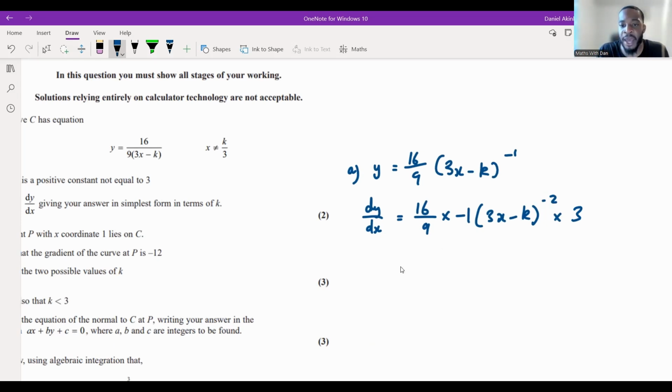Yeah. So we're here. And then we can tidy this up now. It's going to be negative. We've got 3 divided by 9 here. 3 goes into 3 once. 3 goes into 9 3 times. So it's going to be 16 thirds, isn't it? Times (3x minus k) to the minus 2. And that would be your answer for part A. Anybody get it correct?